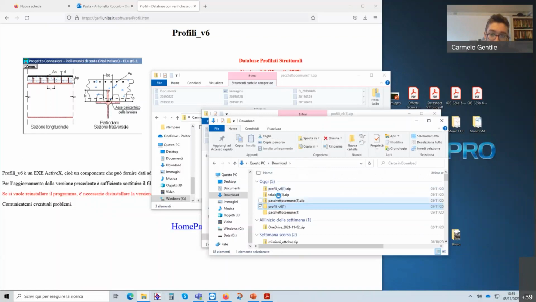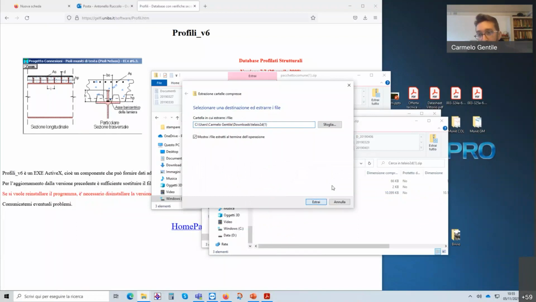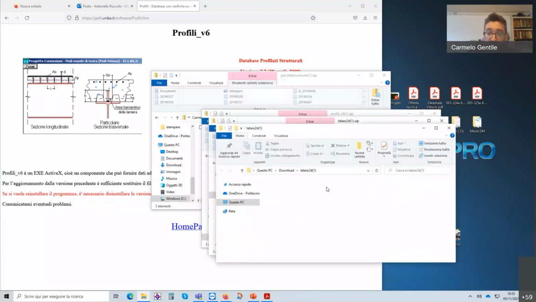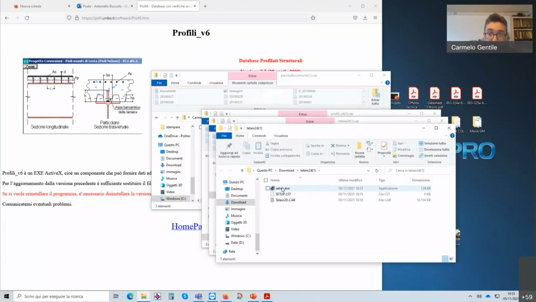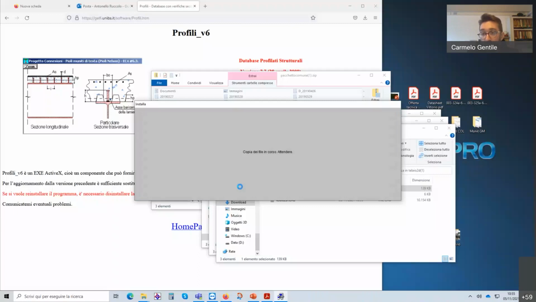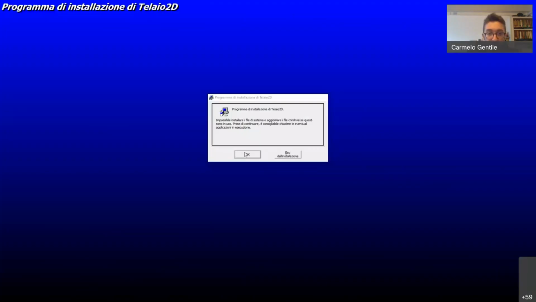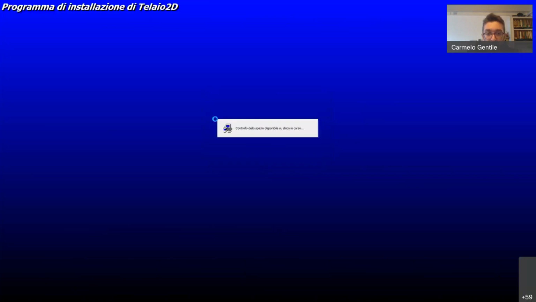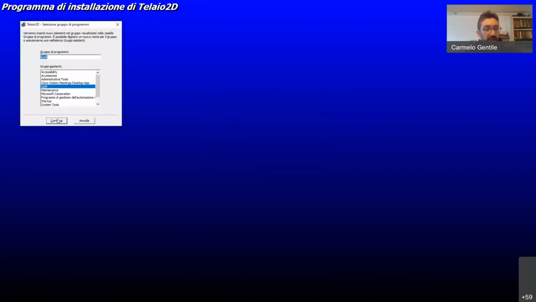The installation is complete. Okay. Telaio 2D. This is the actual software. The previous one, Profili, is just a database of all the commercial cross sections that are available for steel elements. So we can see all the HEA, all the IPE files.